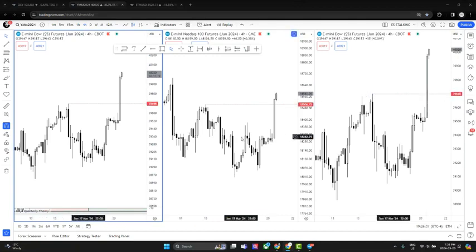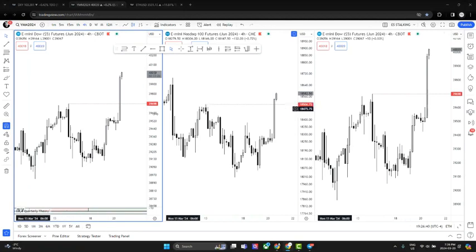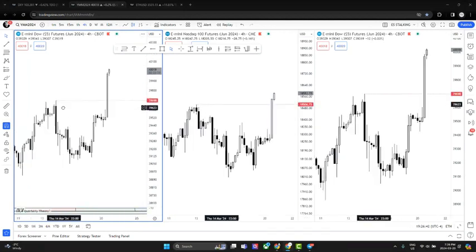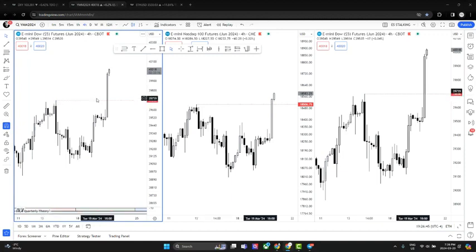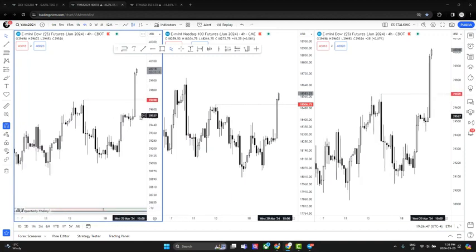Is there sequential SMT here? No. This is not sequential SMT. There's no SMT right here between this high, between last week's price action and this week's price action. There's none.